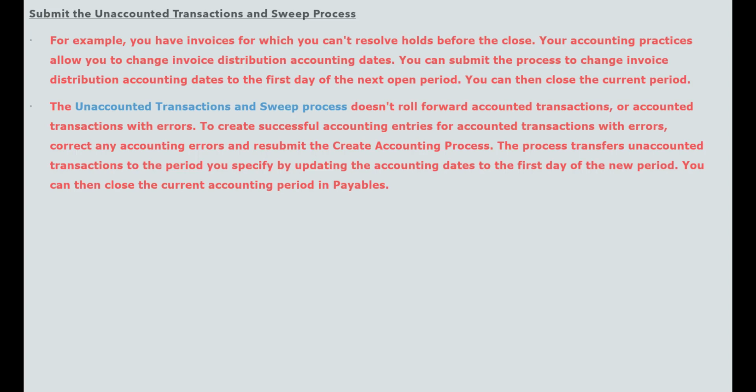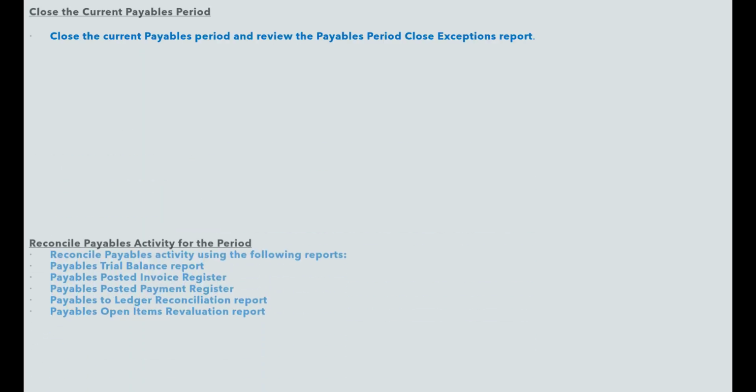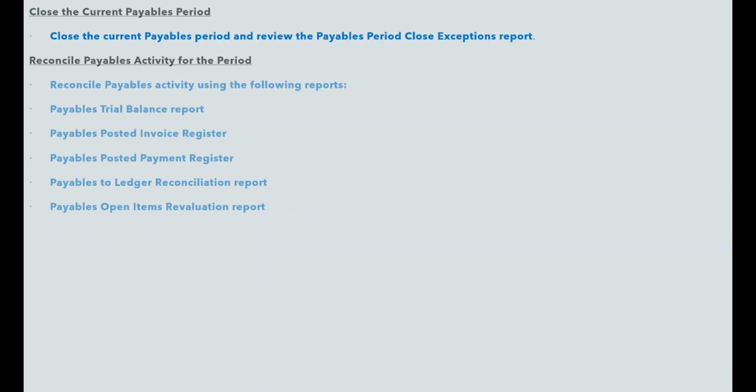To create successful accounting entries for transactions with error, correct any accounting errors and resubmit the create accounting process. The process transfers an accounting transaction to the period you specify by updating the accounting date to the first day of the new or next period. You can then close the current accounting period in payable. Close the current payable period and review the payable period close exception report to check during the closing.